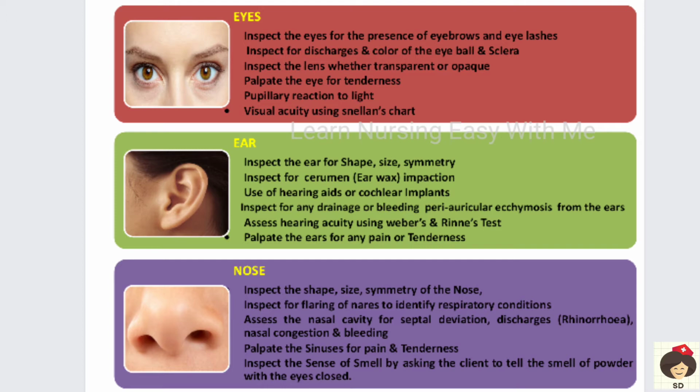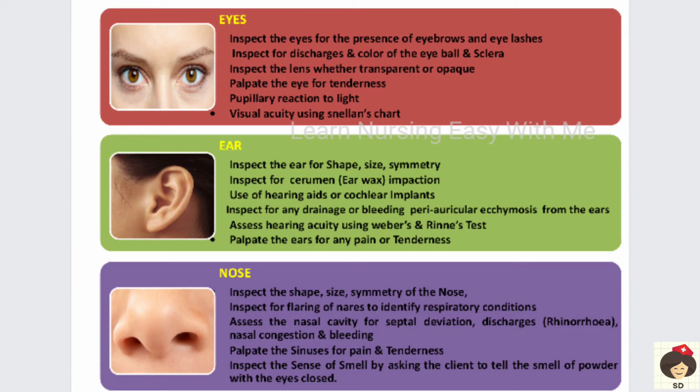And also palpate the eye for any tenderness, and also you have to check for the reflexes in the eye, okay. And also you have to check the pupillary reaction to light, okay. So you have to keep the torchlight and see whether the pupils are reacting to the light. Pupils usually have to constrict to the light, okay. Some patients with loss of consciousness or in coma have dilated pupils, that you have to check.